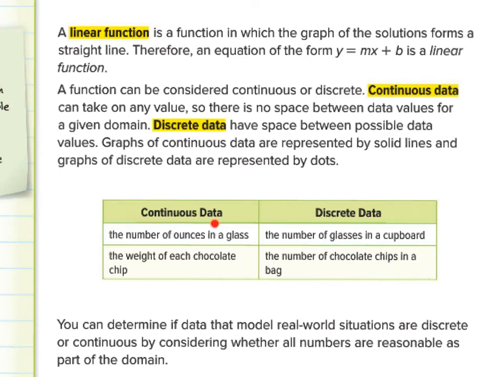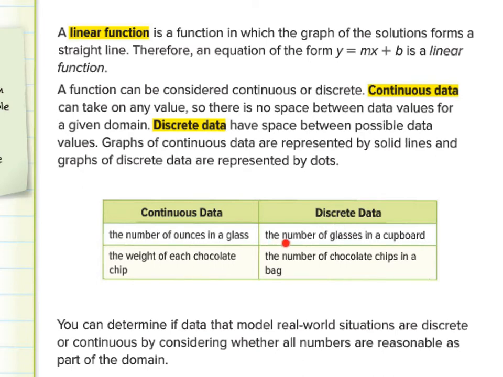Okay, so continuous data: the number of ounces in a glass, the weight of each chocolate chip. This is continuous data. If you change the number of ounces, it'll change the value, the amount or the weight in the glass. And the weight of each chocolate chip, if you take away one chocolate chip, it'll change the weight accordingly.